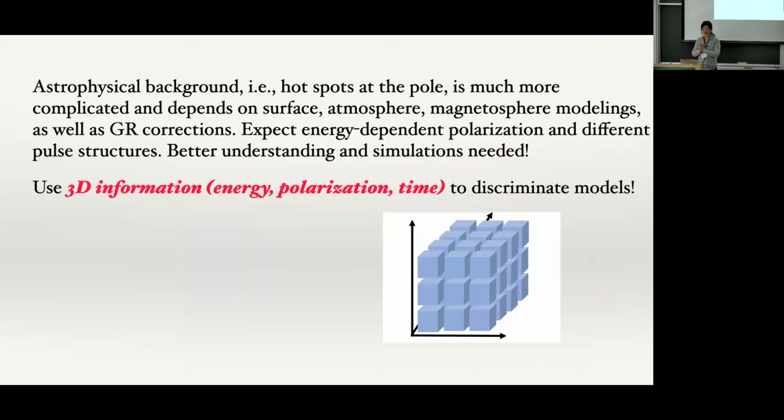Basically, that's pretty much my last slide. On the other hand, the astrophysical explanation, such as a hotspot at the pole, is much more complicated. It depends on the surface, atmosphere and magnetosphere modelings, as well as GR corrections. In general, we expect energy-dependent polarization and different pulse structure. Of course, for the astrophysical prediction, we need better understanding and simulations. The upshot is that in addition to flux, we use three-dimensional information, energy, polarization and time, to distinguish between different models.